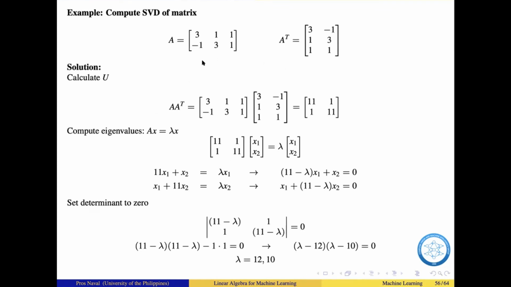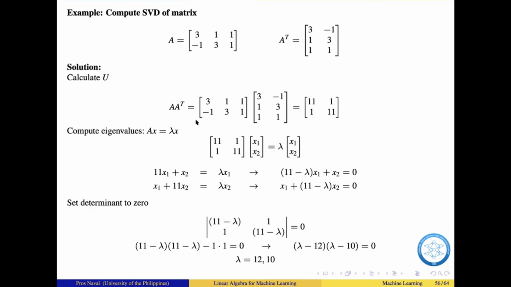Okay, so let's now compute the SVD of a matrix. You're given this matrix here, and let's compute the A transpose. Very simple, just rearrange this in this manner. So you know how to do the A transpose. Then we calculate U in the following manner. We take the A transpose, and the A transpose is this 2 by 2 matrix here.